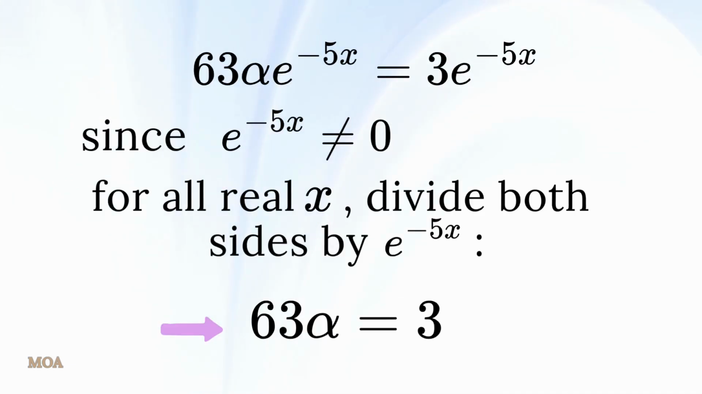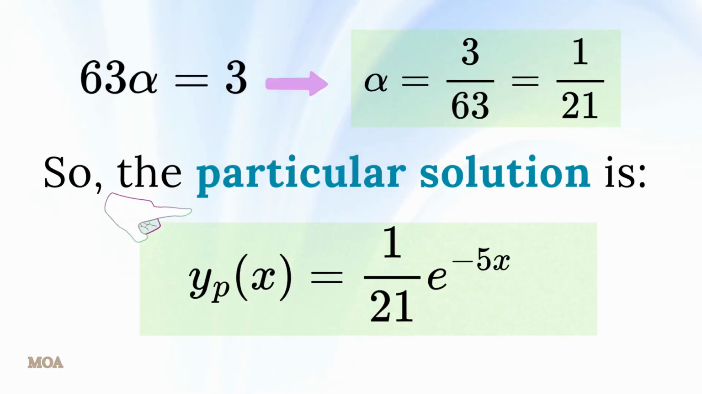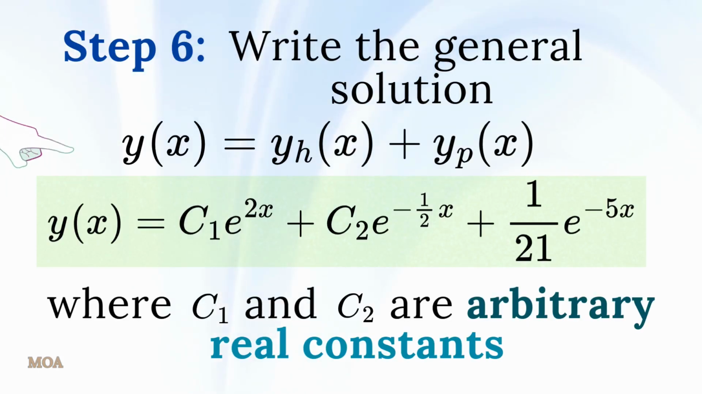Now, since e^(-5x) is never 0 for any real x, we may divide both sides of the equation by e^(-5x). This yields 63α = 3. Dividing both sides by 63 gives α = 3/63, which simplifies to 1/21. Therefore, the particular solution is y_p(x) = (1/21) e^(-5x).